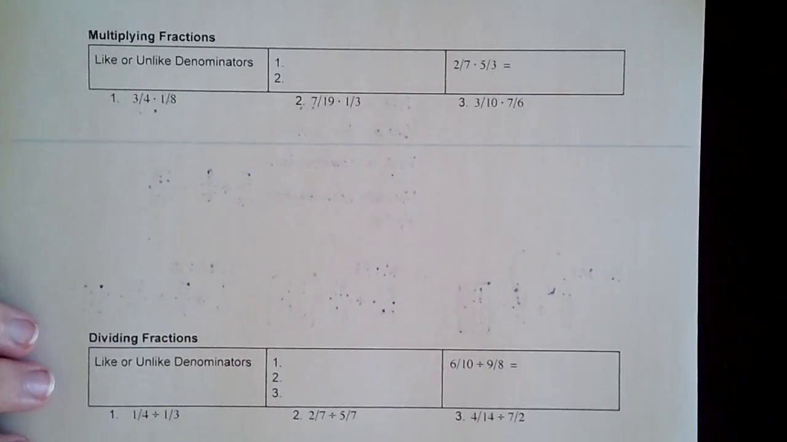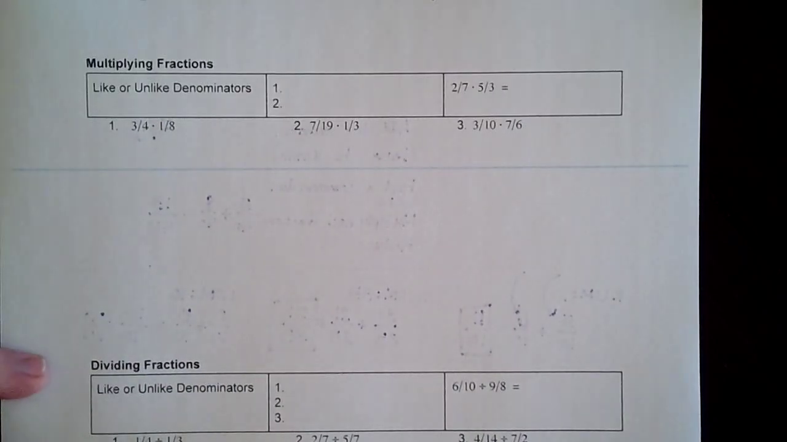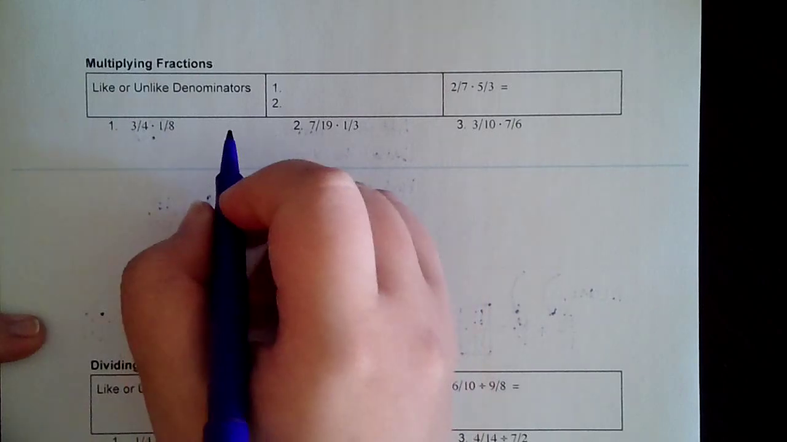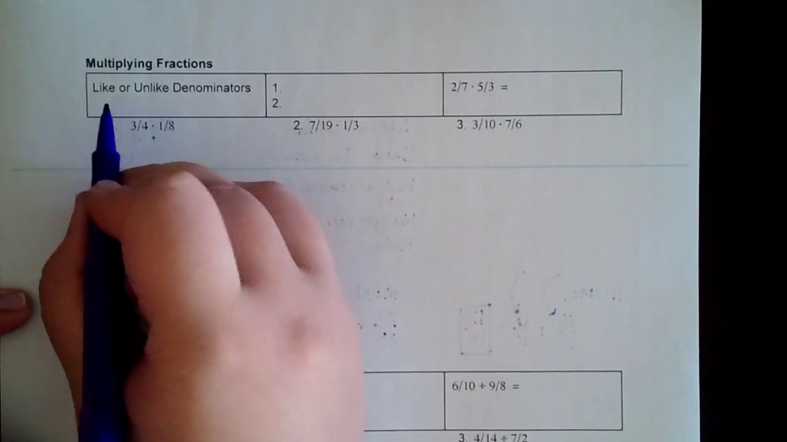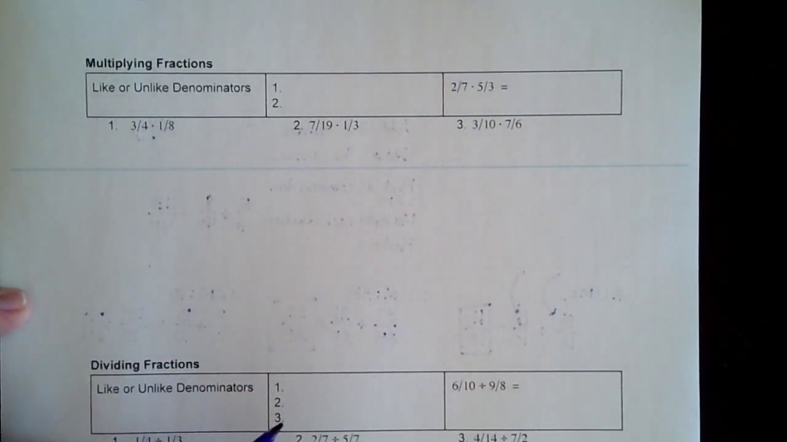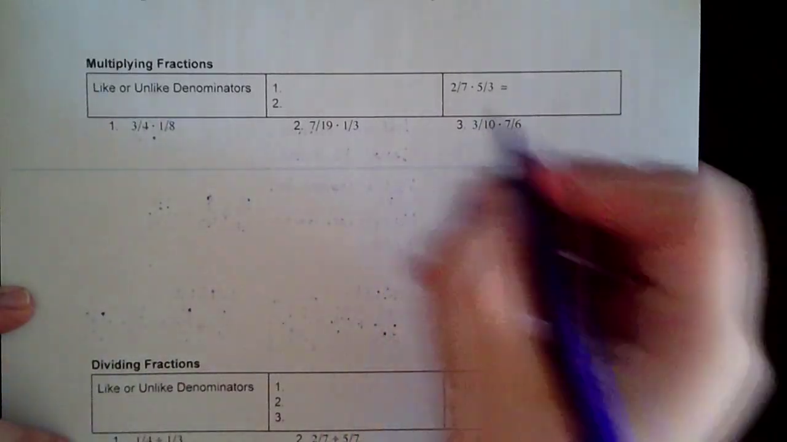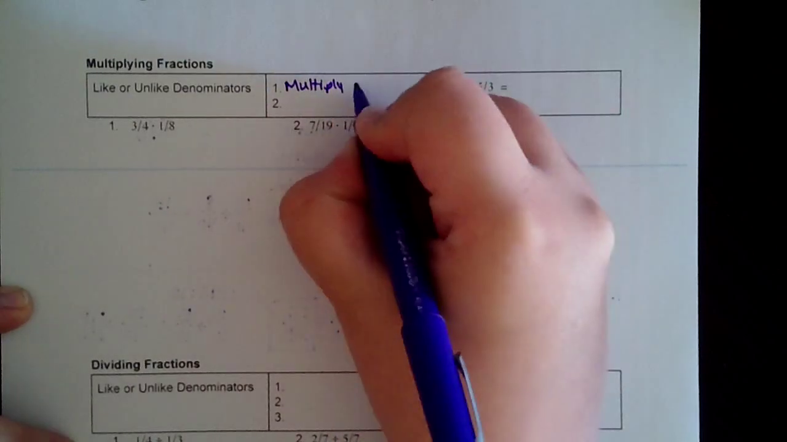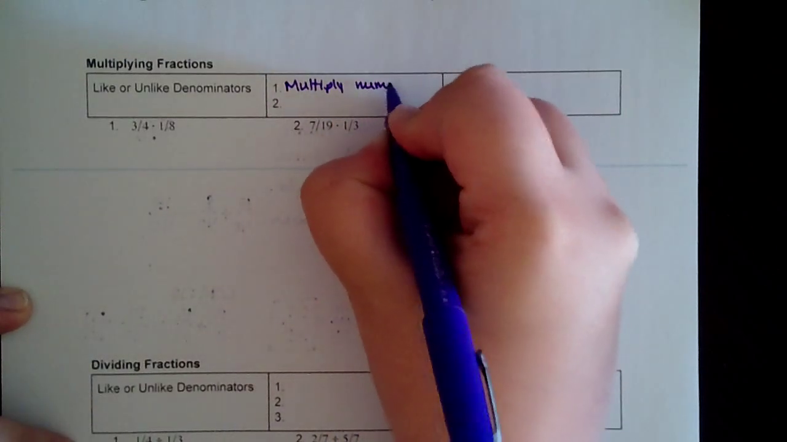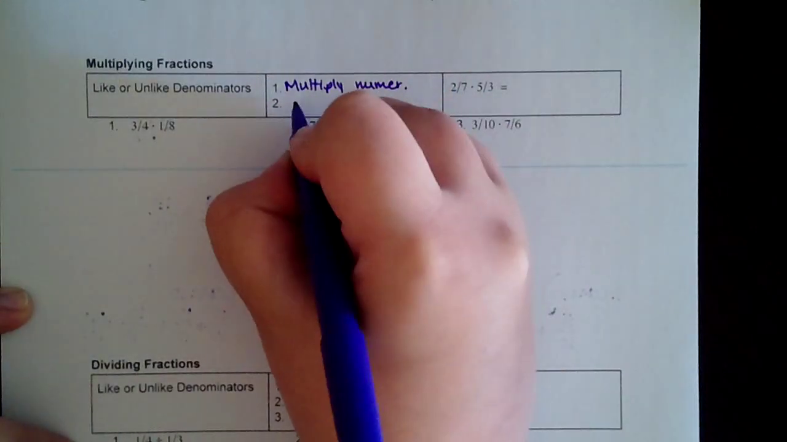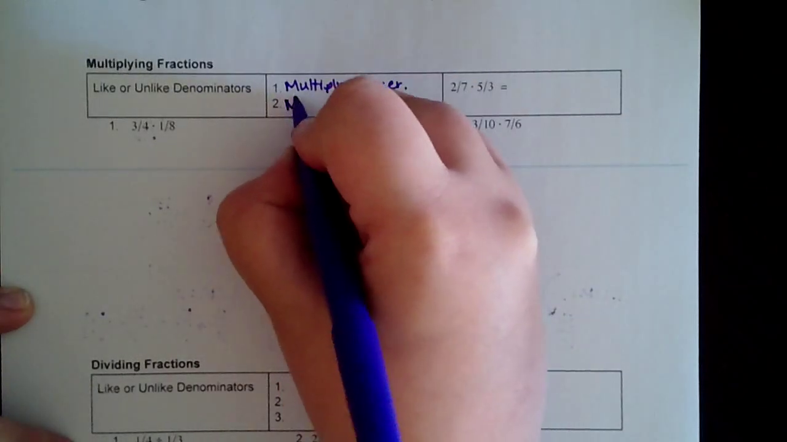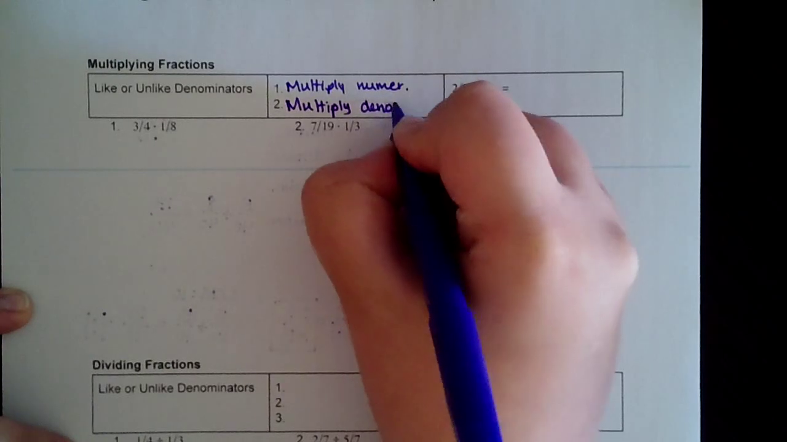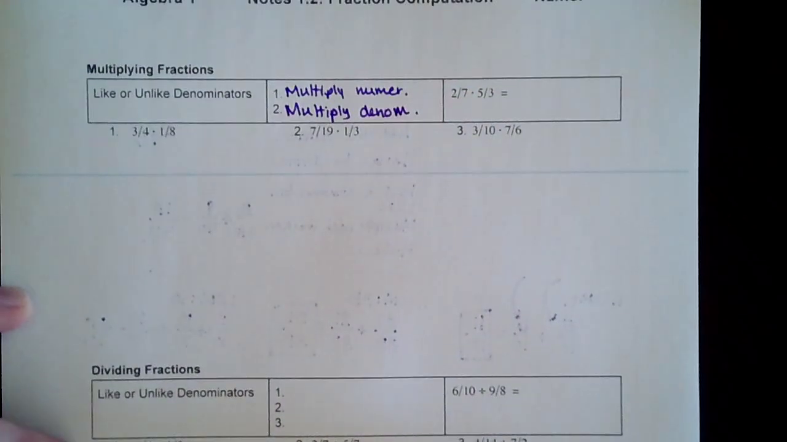Multiplying and dividing fractions. Let's start off with multiplying. The nice thing about multiplying fractions is that it does not matter if we have like or unlike denominators because the method stays the same regardless. We're going to multiply the numerators straight across, and then we're going to multiply the denominators straight across. And yes, it is really that easy.